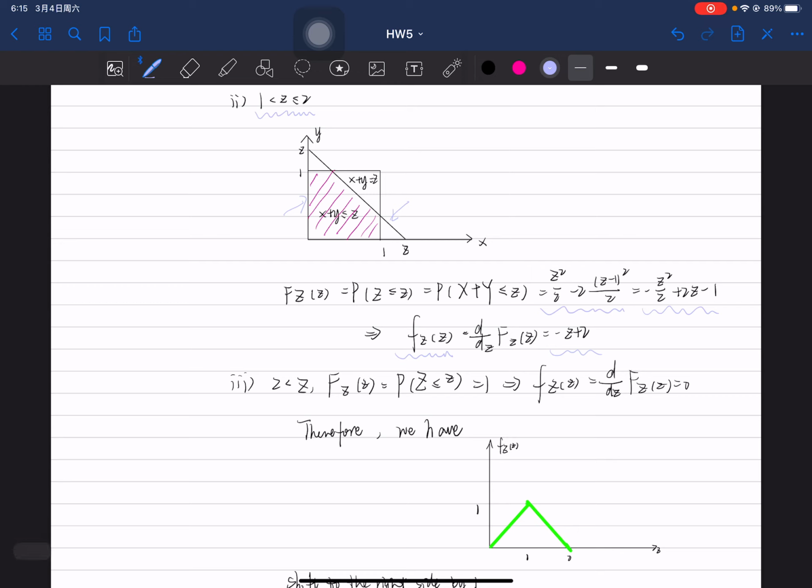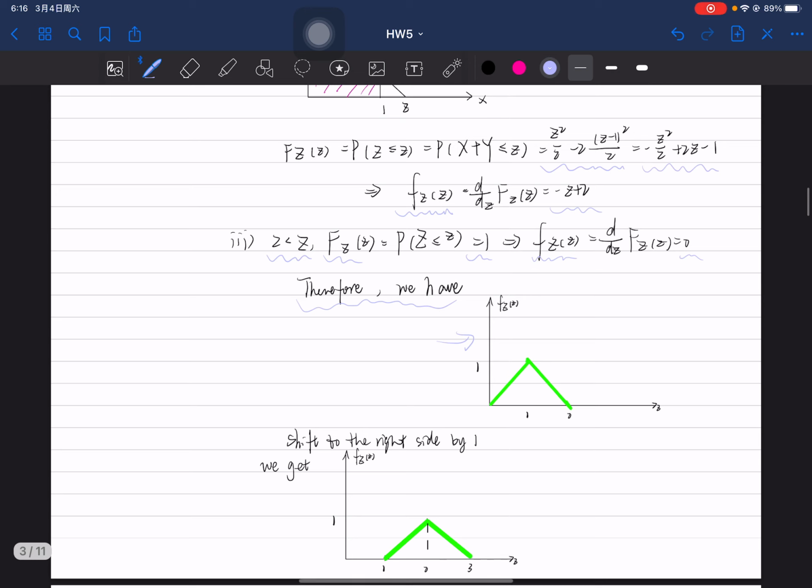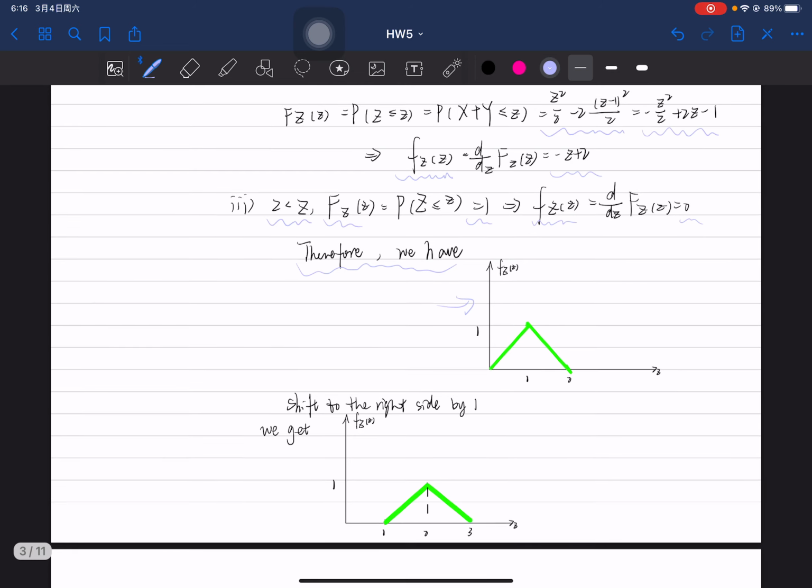For the third condition, which is z larger than 2, in this condition the cumulative distribution function of Z should equal 1, and the density function of Z should equal 0. Therefore we can get the density function of Z like this chart. And in order to get the answer for this question, we need to shift the result to the right side by 1, and then we can get the final answer.